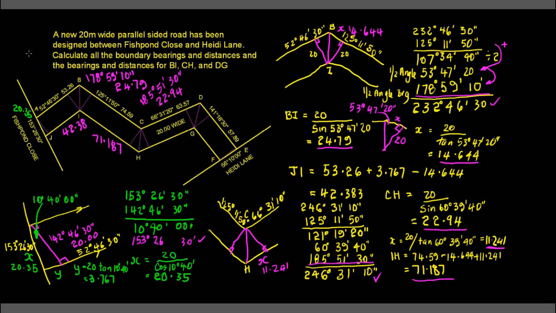So here we have our problem that we're going to look at. We've got a new 20 metre wide parallel sided road, and it's been designed between Fish Pond Close and Heidi Lane. We have to calculate all the boundary bearings and distances, and the bearings and distances for what we refer to as the half angles. That's BI, CH and DG.